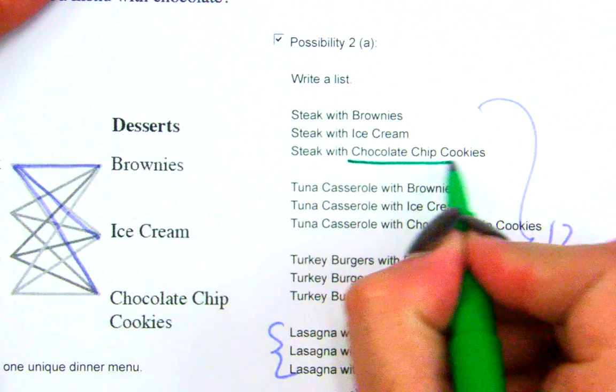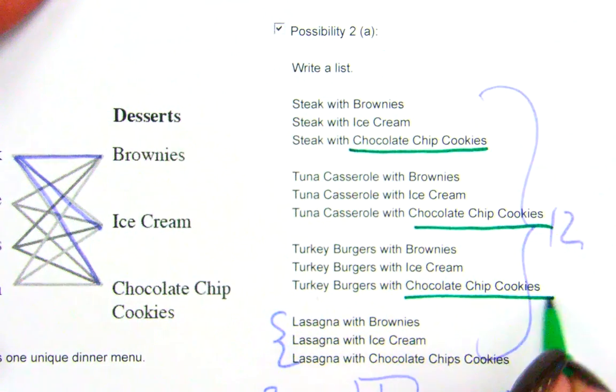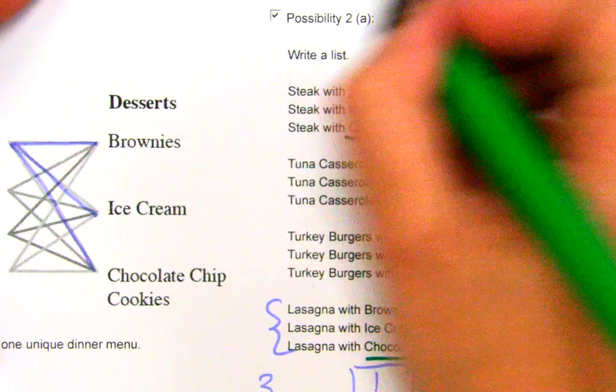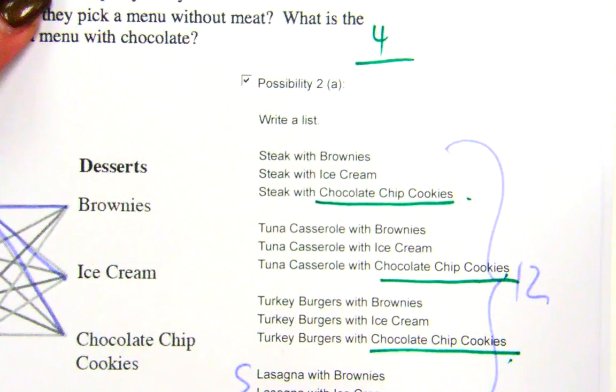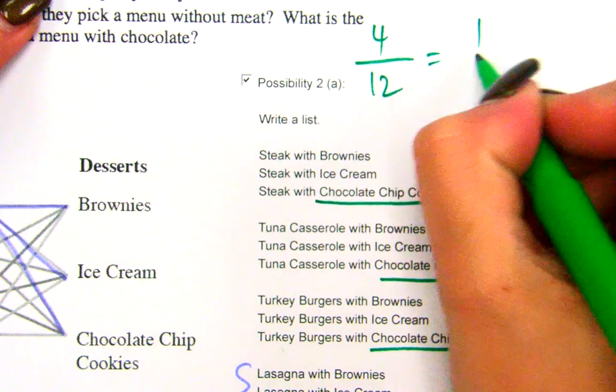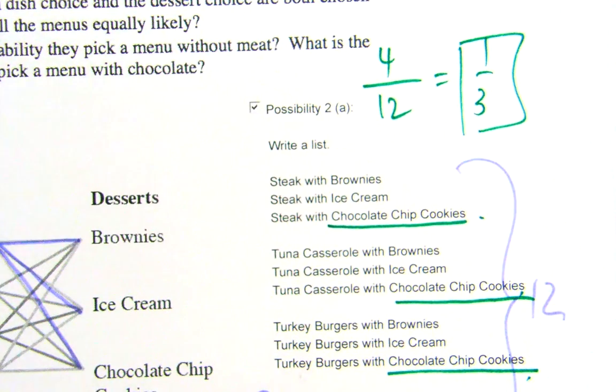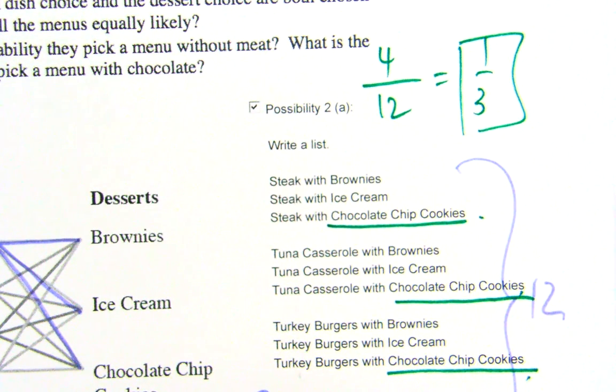Okay, where are all the chocolate ones? Here's chocolate, here's chocolate, here's chocolate, here's chocolate. Okay, so that's 1, 2, 3, 4. 4 out of, well, again, 12, right? So there's a 1 in 3 chance that they're going to pick a menu that has chocolate chip cookies.